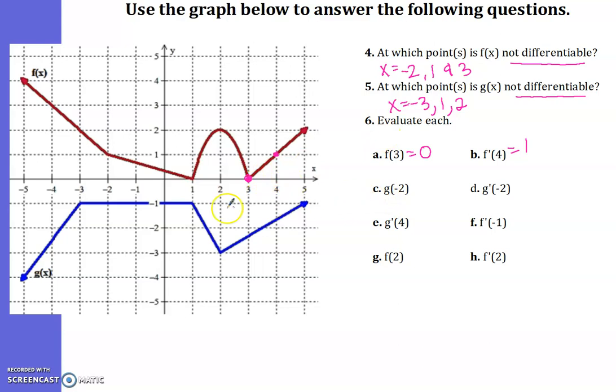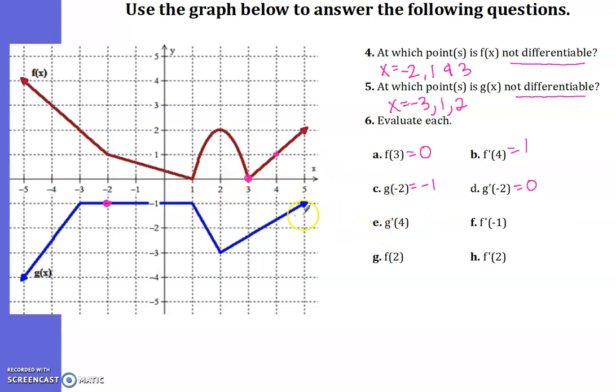For part C, g of -2, so this is just regular g of -2, so I'm looking at the y value at this point. The y value here is -1. Then for g prime of 2, I want the slope of the line segment this point is on. So this is a horizontal line. The slope of any horizontal line is going to be 0. If you counted your rise over run, your rise is 0. You didn't go up any over however many over 2 here. 0 over 2 would still be 0.